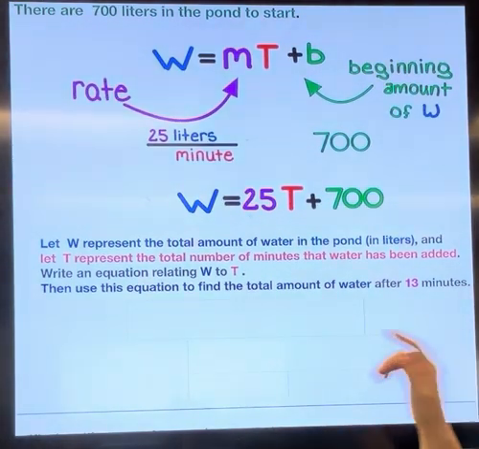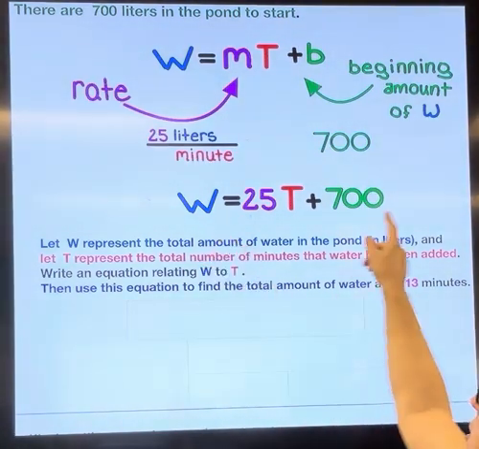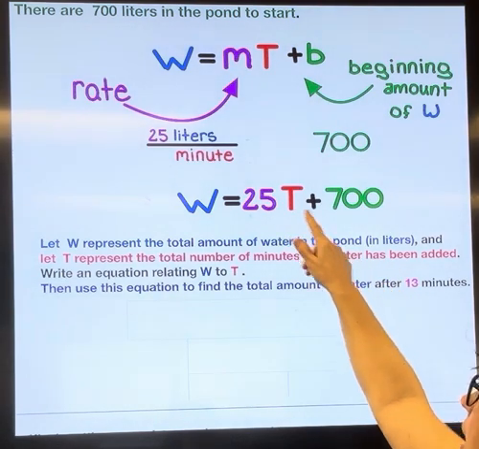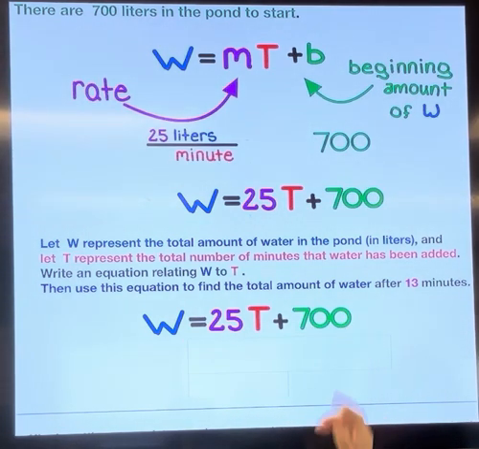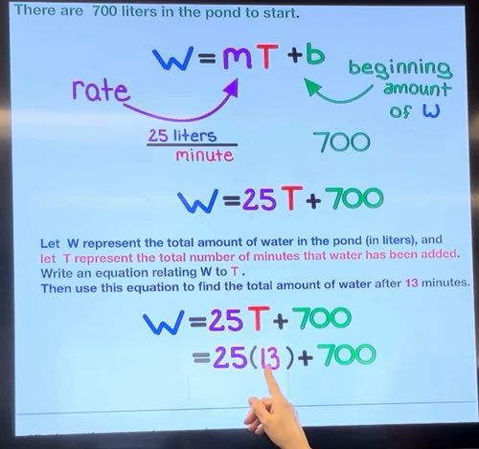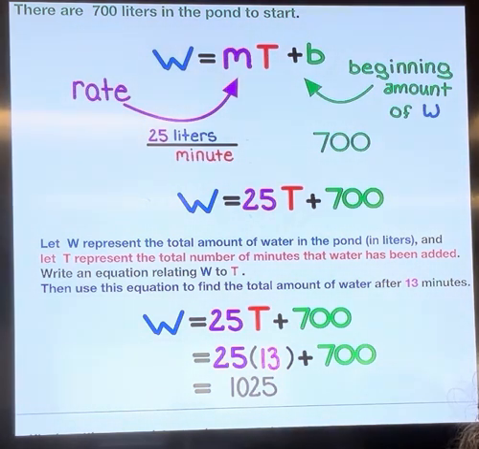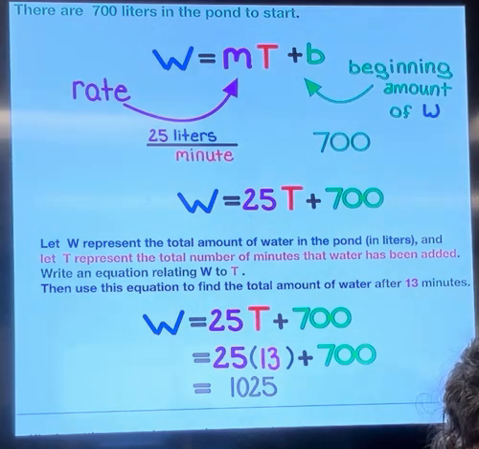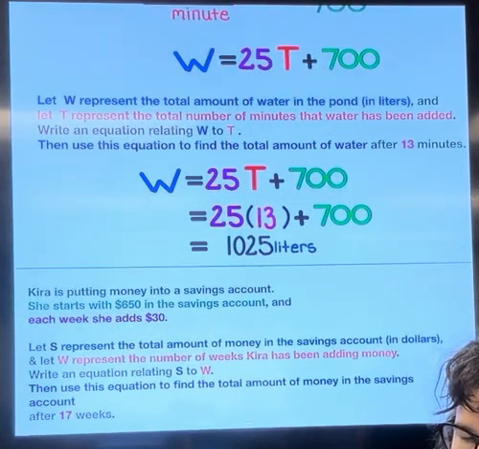It asks me to use the equation to find the total amount of water after 13 minutes. So using this equation, I'm going to go in and replace the time with 13. So here's my equation. I just rewrote it. And then now I'm going to substitute the time with 13, multiplying 25 times 13 and then adding 700. I get 1,025. And again, this is the amount of water. So I can say that we have 1,025 specifically, liters.